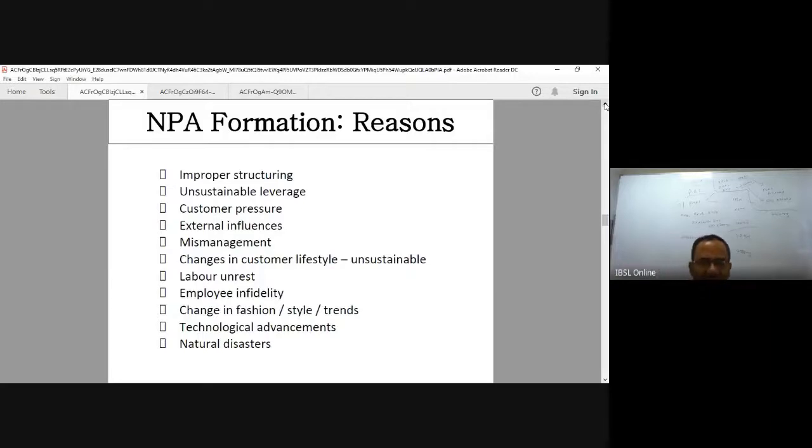Then the external influences. You get somebody, an MP calling, some minister, somebody known to your chairman, somebody known to your managing director, calling and telling you to look into this. External influences, right? Based on that. Then mismanagement by the management is definitely a reason for NPA formation, right? Changes in customer lifestyle, unsustainable lifestyle: when people have businesses, from the borrowed funds a lot of people show a lot of colors, right?